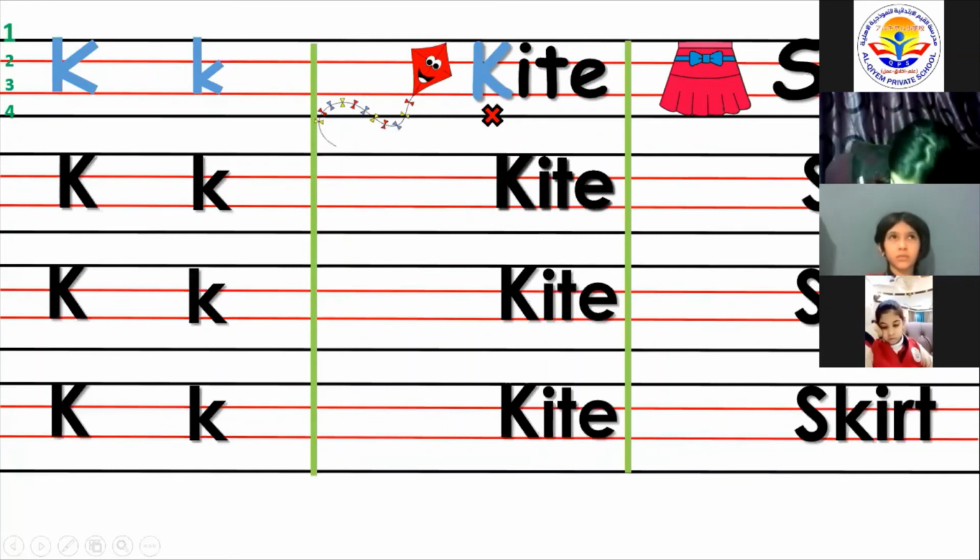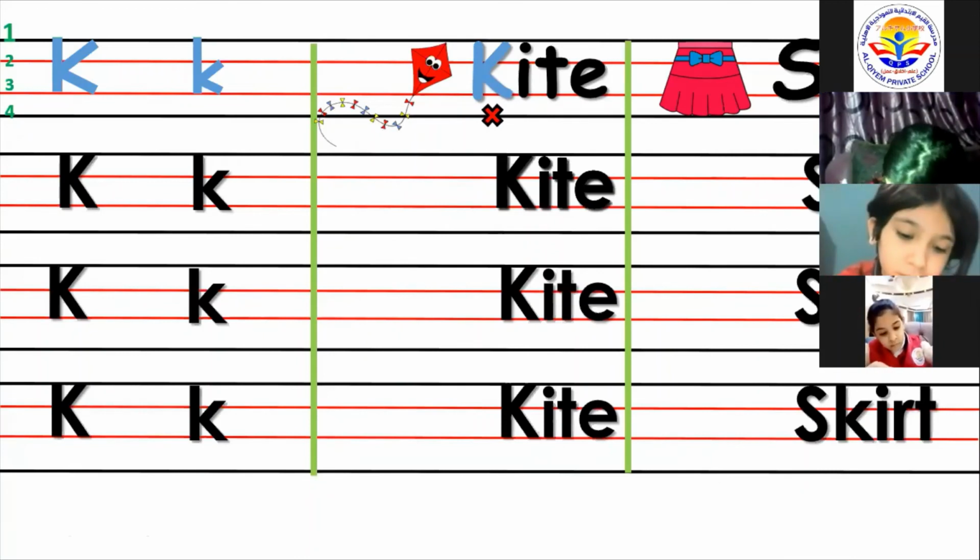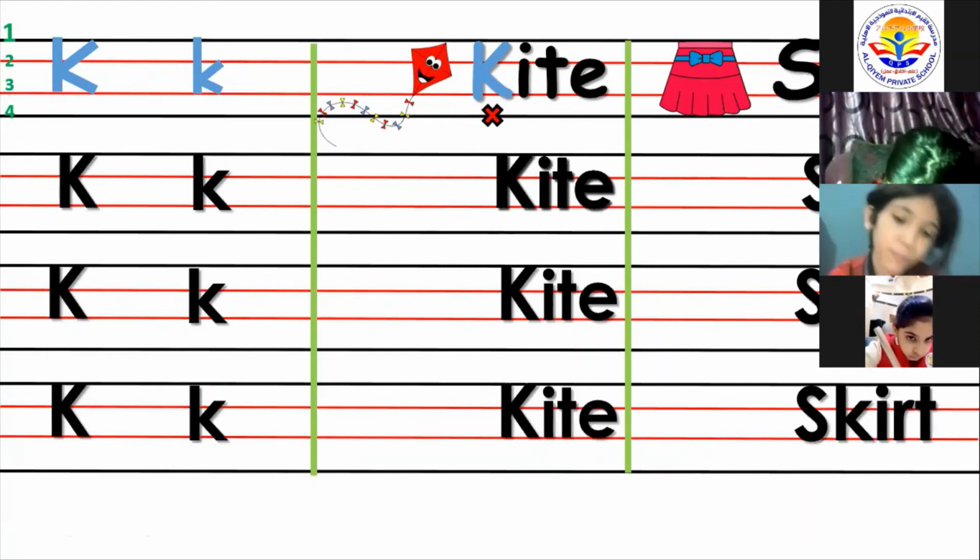Now open your copybook، افتحوا لي دفاتركم and start to write the letter with the examples just 3 times. الأحرف مع الكلمات 3 مرات. I want you to write the capital letter and the small letter, not just the capital one. أريدك تكتب الكبير والصغير، مو فقط الحرف الكبير.